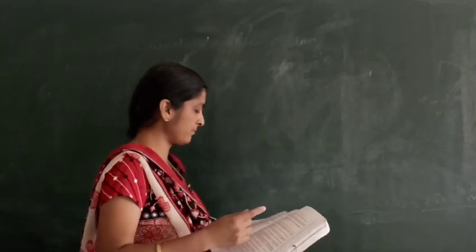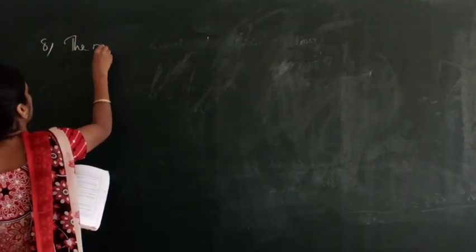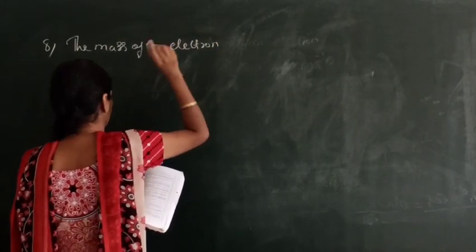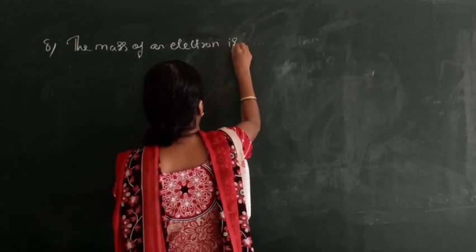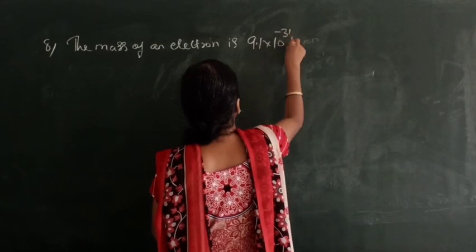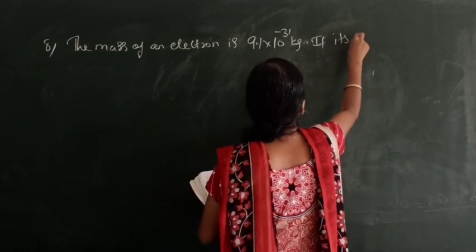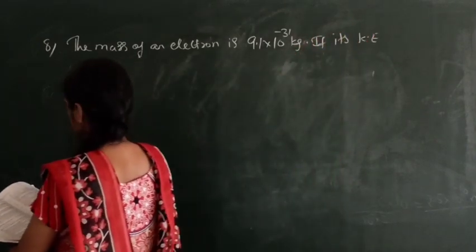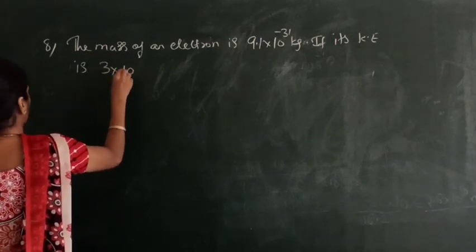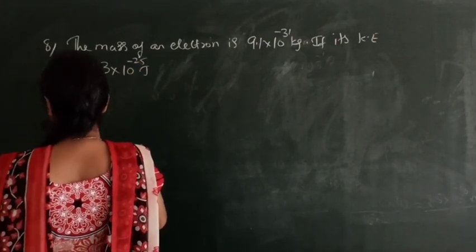Now we move on to the next problem. The mass of an electron is 9.1 into 10 raised to minus 31 kg. If its kinetic energy is 3 into 10 raised to minus 25 joules, calculate its wavelength.